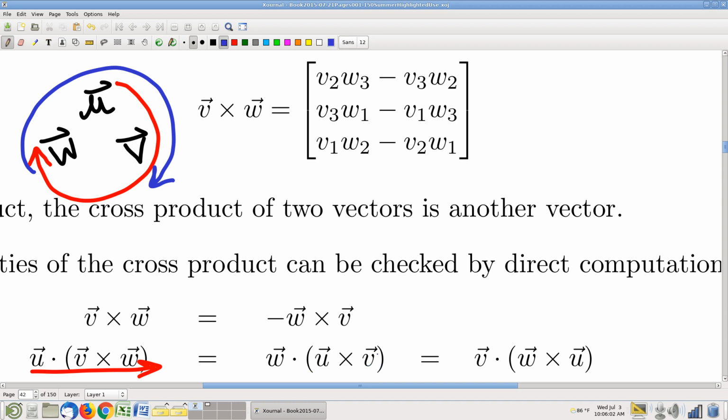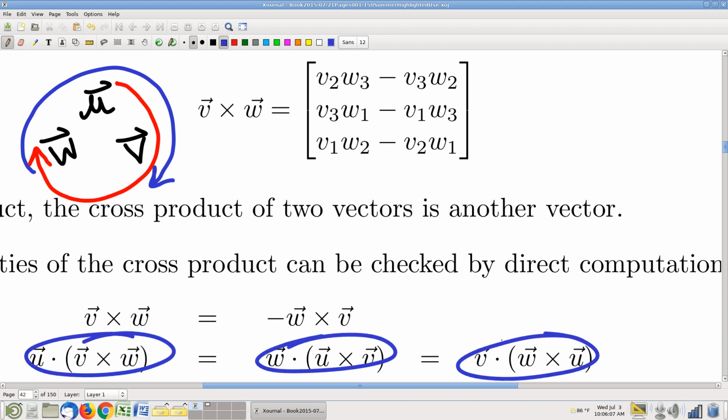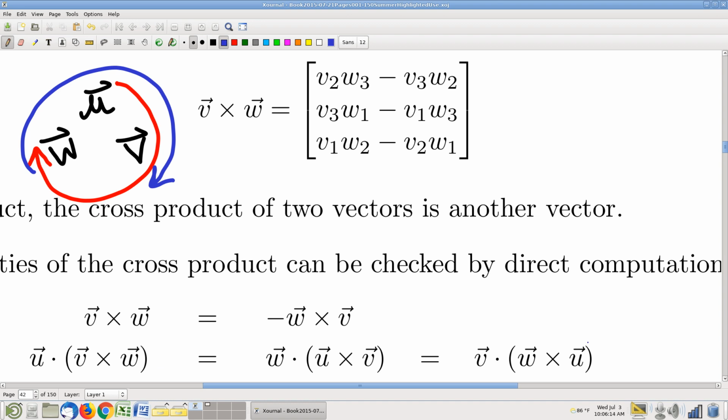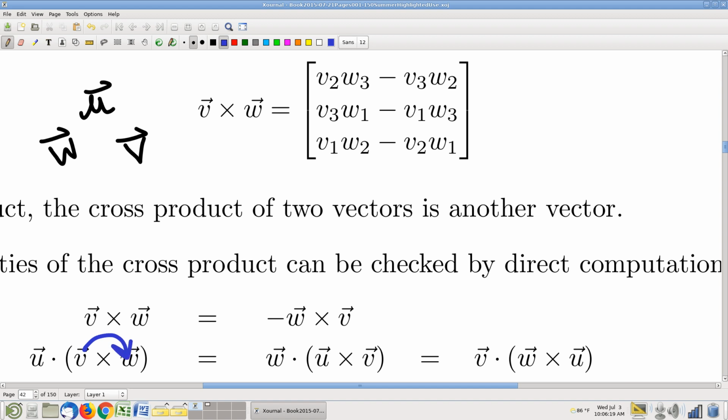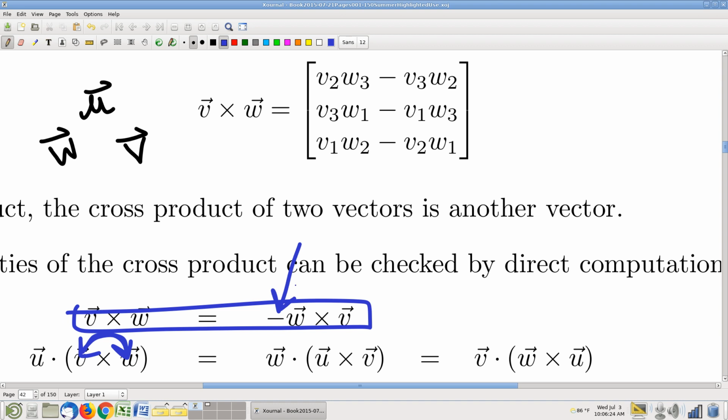Okay, so the result, though: these 3 things are all equal to each other. Not terribly surprising, but keep in mind, it's only these 3. If you were to change these 2 things, if you were to change the v and the w, you'd get a minus sign. So of the 6 different orders that you can write these 3 vectors down, 3 of them in this construction give you the same result, and 3 of them give you the opposite result.